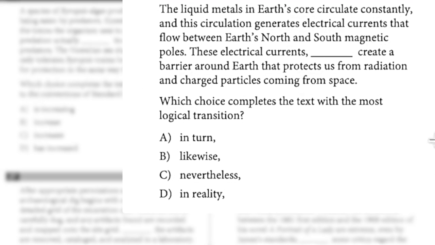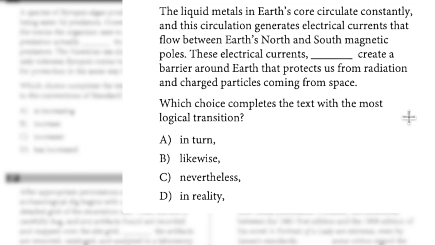The liquid metals on Earth's core circulate constantly. The circulation generates electrical currents that flow between the north and south magnetic poles. These currents create a barrier around the Earth. Okay, so it seems like it's just continuing to explain what these currents do. So I'm looking for, it could be like as a result, not quite as a result, but like the next step or like here's more information. Let's look at my options here.